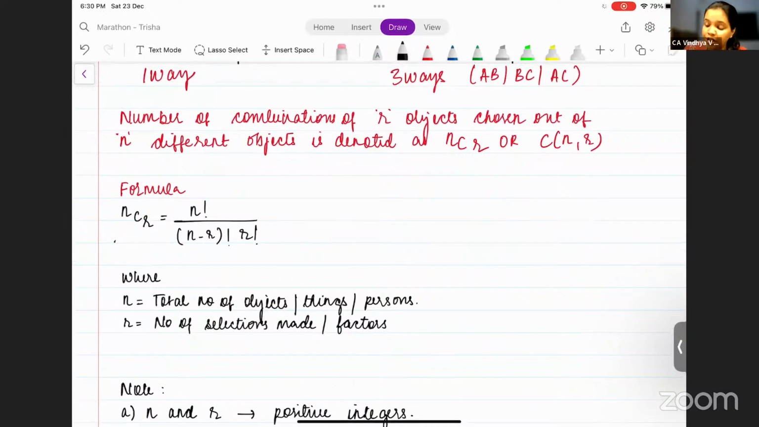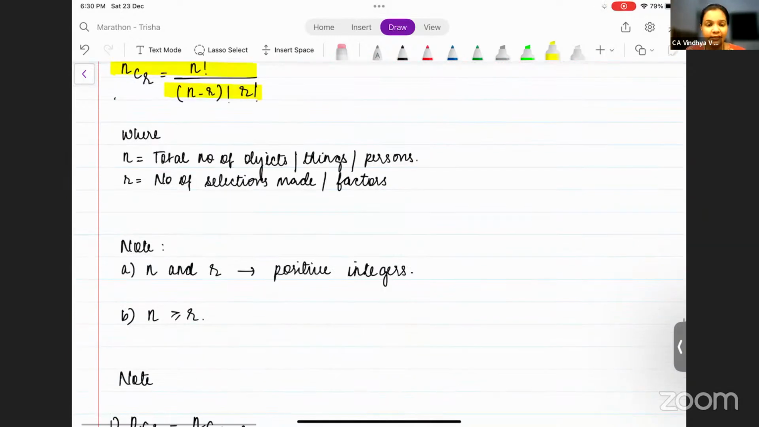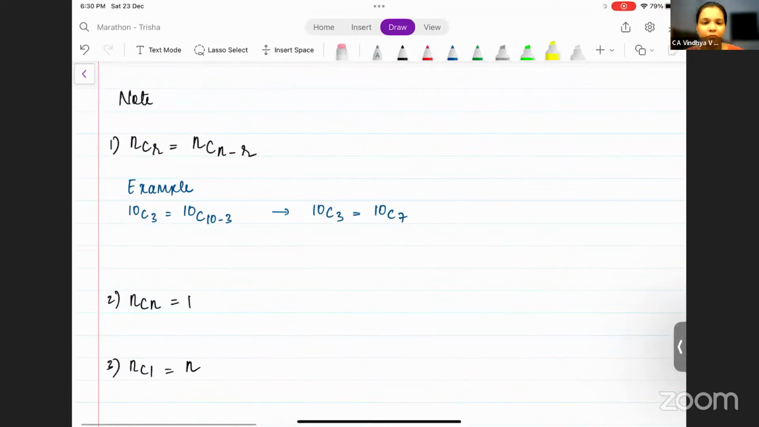Now in permutation, the formula was n factorial by n minus r factorial. Since in combination, the arrangement is irrelevant, the formula is n factorial by (n minus r factorial into r factorial). Because why are we dividing by r factorial? Is because the arrangement is irrelevant. All right. Okay. N and r is the same. Meaning of n and r remains the same. The relation between n and r also remains the same.